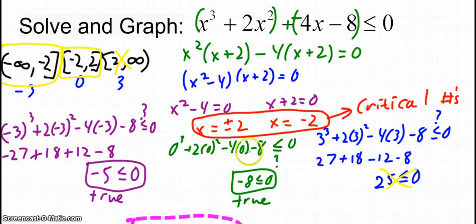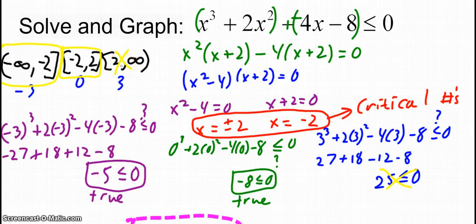When I plug in 0, I end up with negative 8 is less than or equal to 0. That is also a true statement. Therefore, this is also one of my solutions. When I plug in positive 3, I end up with 25 is less than or equal to 0. That is not true. 25 is not less than or equal to 0. Therefore, this is not a solution.